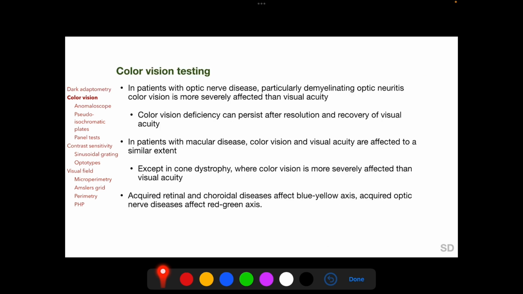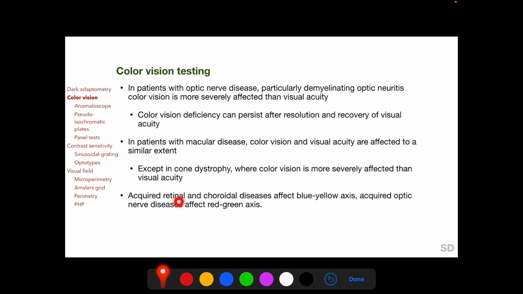Coming to color vision testing, in patients with optic nerve diseases, particularly demyelinating optic neuritis, color vision is more severely affected than visual acuity. And color vision deficiency can persist even after resolution of the disease and recovery of visual acuity. In patients with macular diseases, color vision and visual acuity tend to be affected to a similar extent, except in cone dystrophy, where color vision is more severely affected than visual acuity.